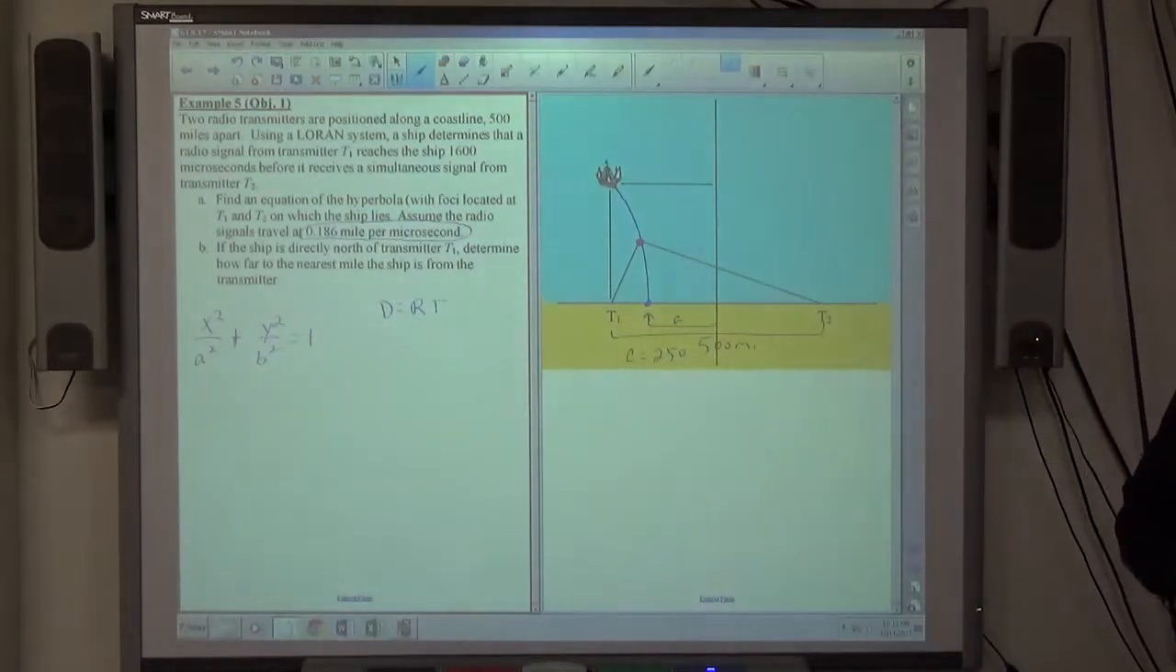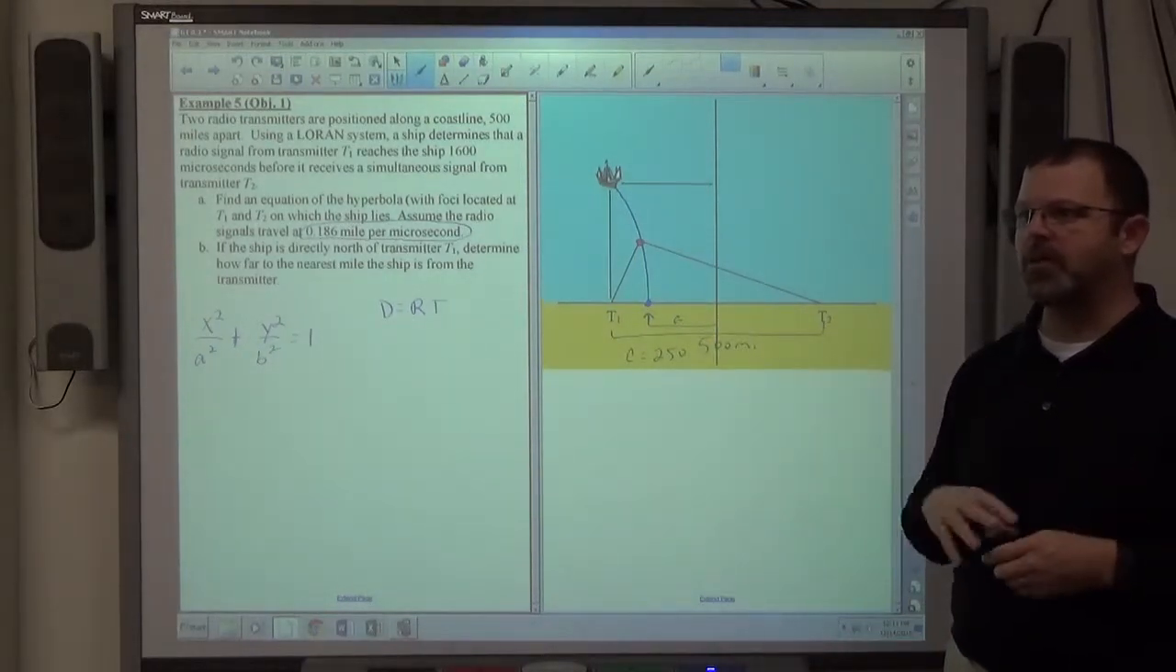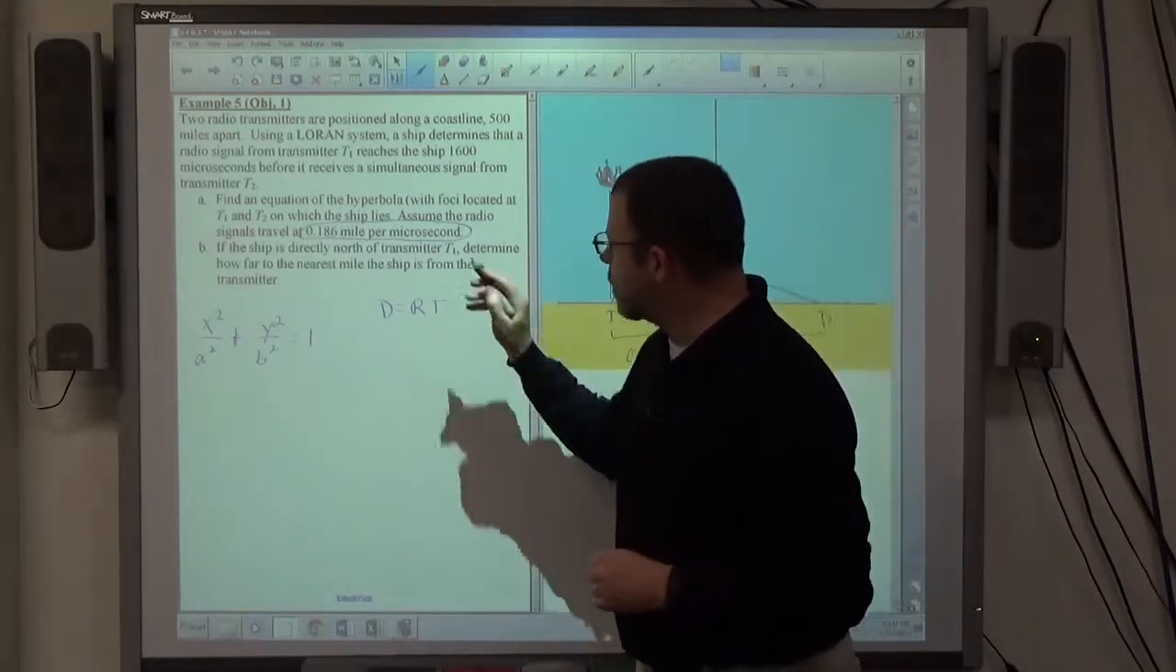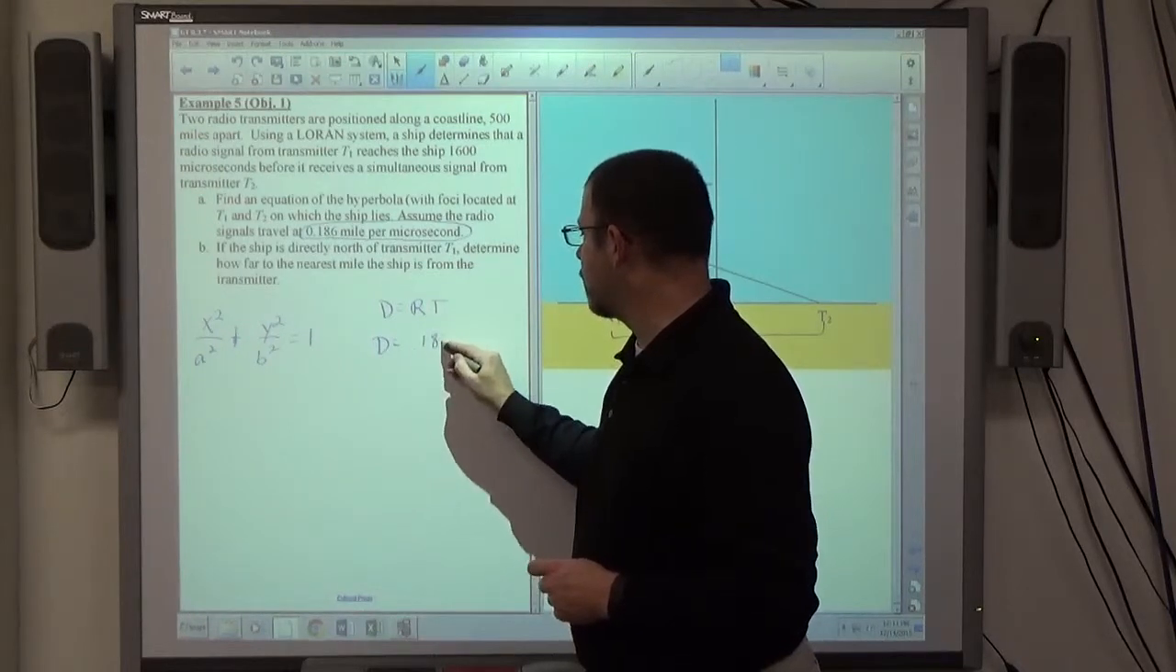You might be thinking radio waves being sound, right? If it was somebody playing a radio, that's a sound wave. But if they're sending radio signals through the air, they travel at the speed of light. So the rate of speed here is the speed of light, 0.186 miles per microsecond.